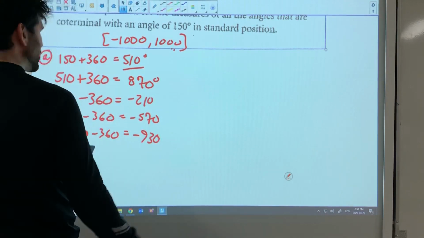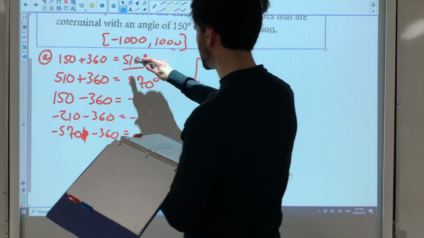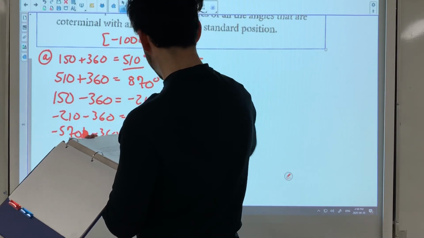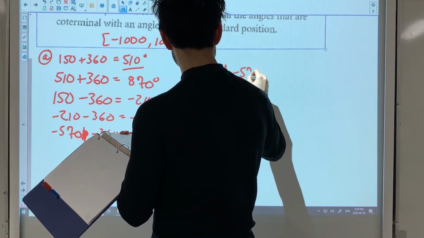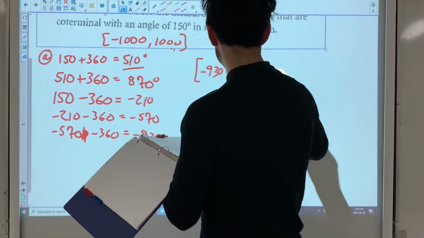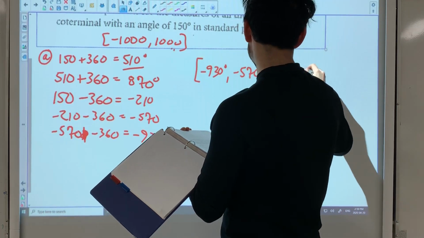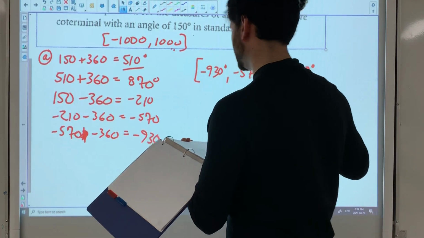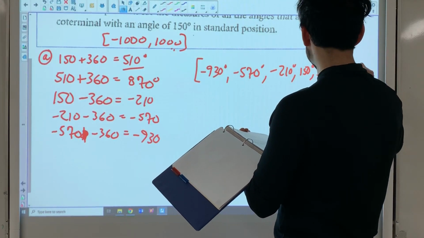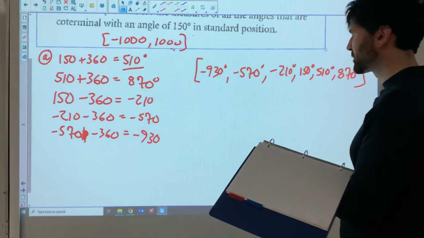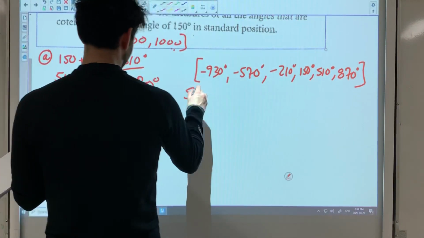All right, so what are all the angles that are coterminal? Well, you can state them all, starting with the smallest one: negative 930 degrees, negative 570, negative 210 degrees. I guess we can state 150, that was the original angle that was given. 510 degrees and 870 degrees. There. Now, as far as sketching them all, let's just sketch a couple.